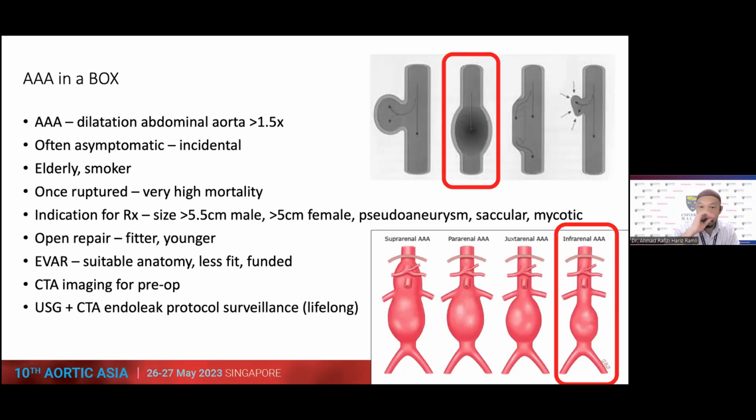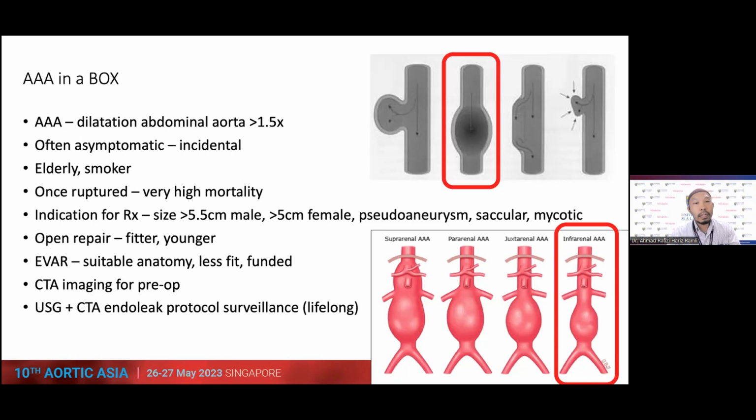I'm sure you all know the rule of halves: if the patient ruptures at home, only 50% of them will make it to the ambulance, and among those in the ambulance, only 50% will reach the hospital. And once in the A&E, 50% will go to the OT. So that's how this disease is. That's why we advocate repair when it reaches its threshold, which is 5.5 in males and more than 5 in females, or based on the features of the aneurysm, whether it's a pseudoaneurysm, saccular, or mycotic.